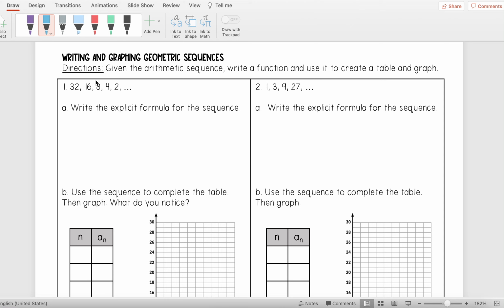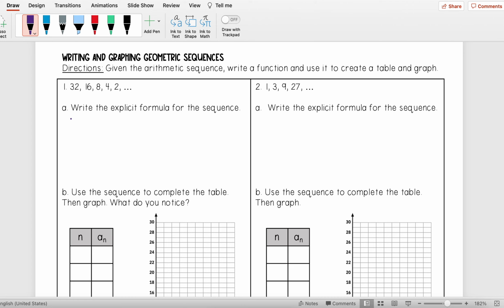For this video, we're going to be looking at writing and graphing geometric sequences. So given the geometric sequence, write a function and use it to create a table and a graph. So I have this sequence 32, 16, 8, 4, and 2. And I know it's geometric, so it tells us it is.